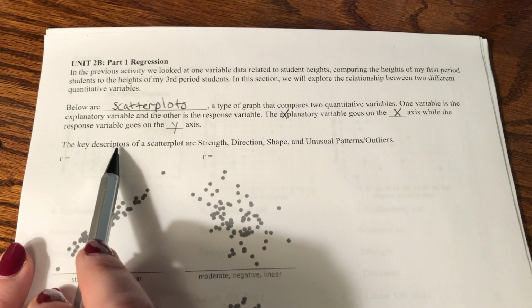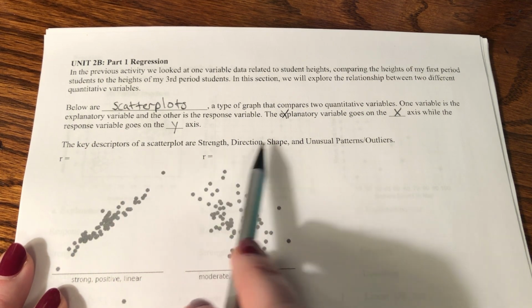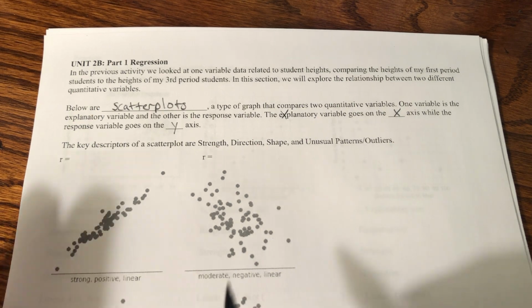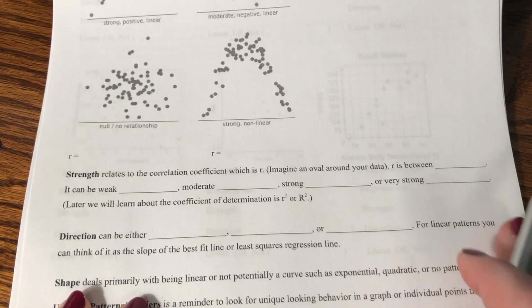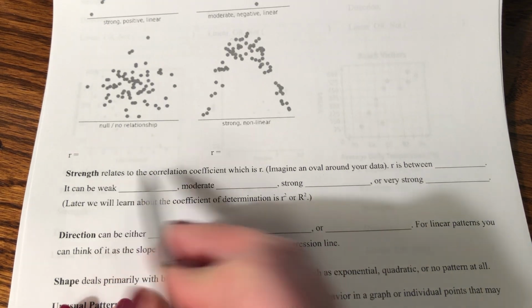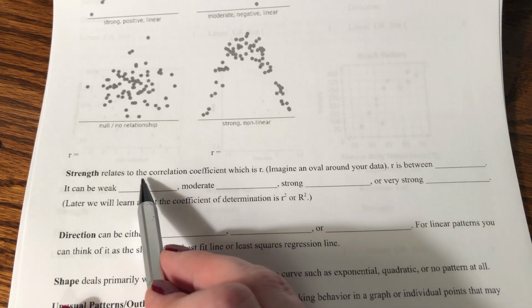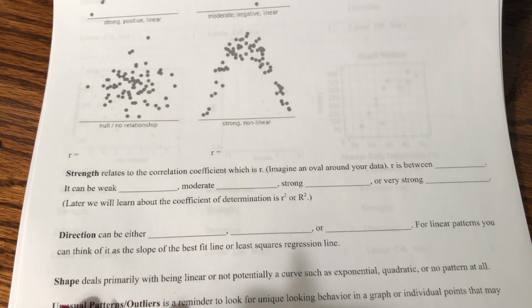Now the key descriptors in a scatter plot are strength, direction, shape, and unusual patterns or outliers. Let's skip down here to this next section. And strength relates to the correlation coefficient, which is R. All right, we'll get to what the correlation coefficient is here in just a little bit.